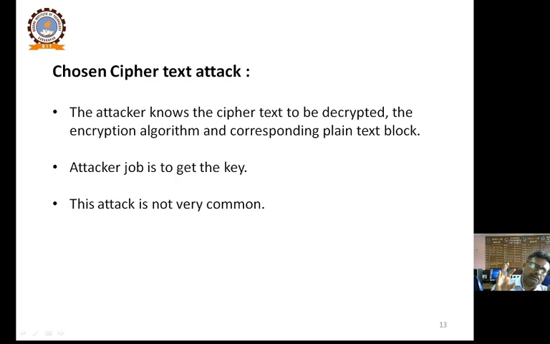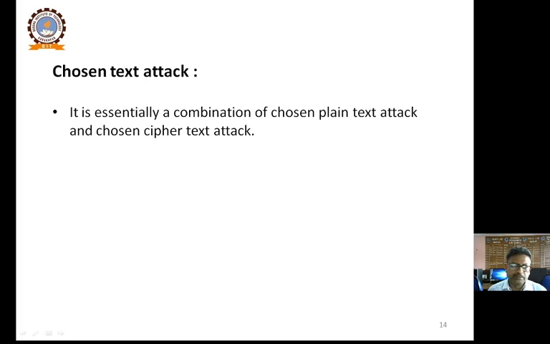idea of the attacker is to find out the key. The attacker's job is to get the key, and the key can be obtained only when it knows the ciphertext, the encryption algorithm, and its corresponding plaintext. Because if all these three things are known, then the attacker can get the key itself. That is why, since all three things are not available at a time to an attacker for certain reasons, this kind of attack is not very common.